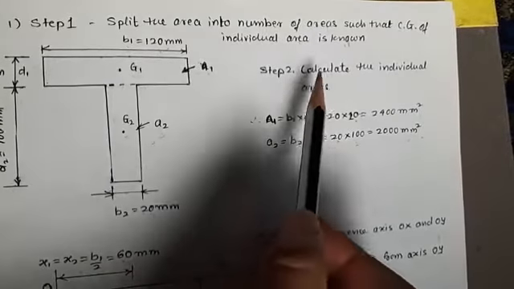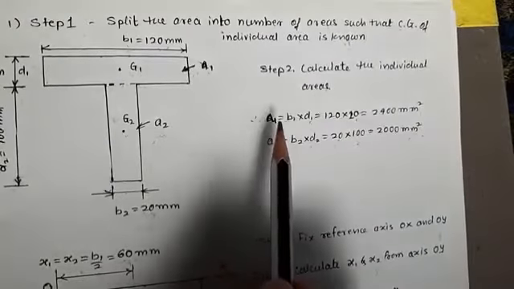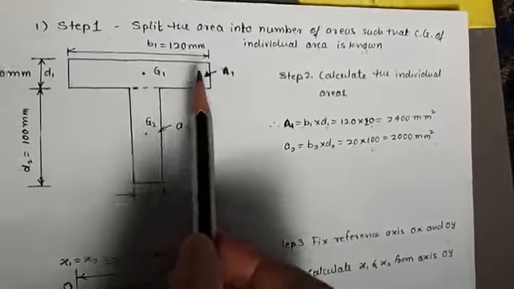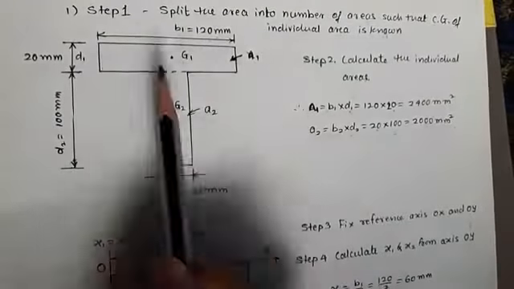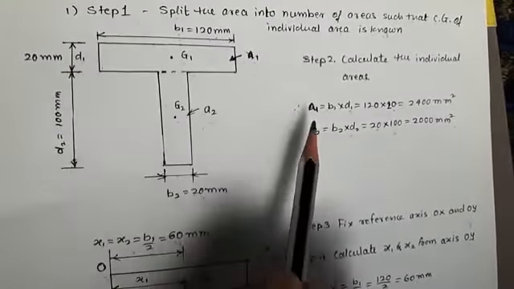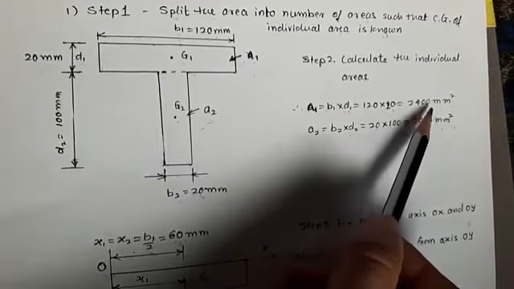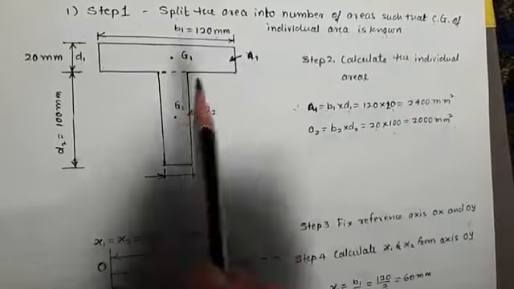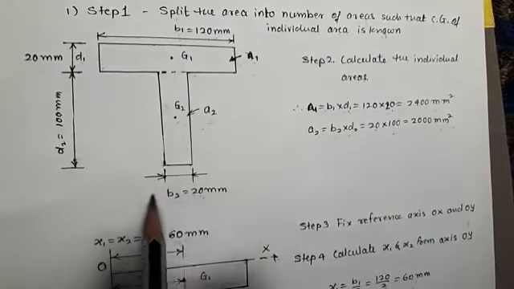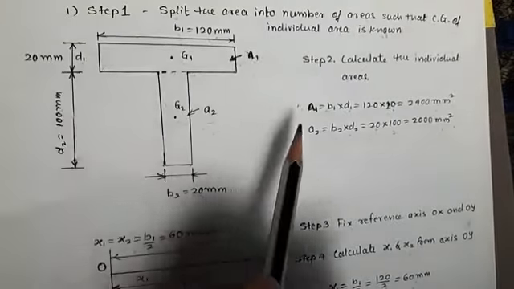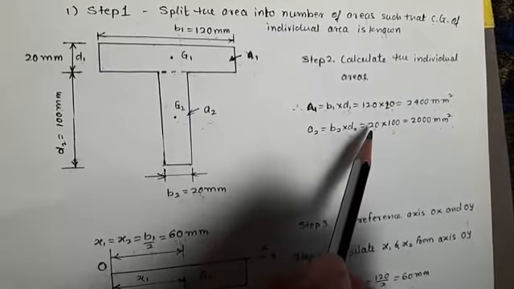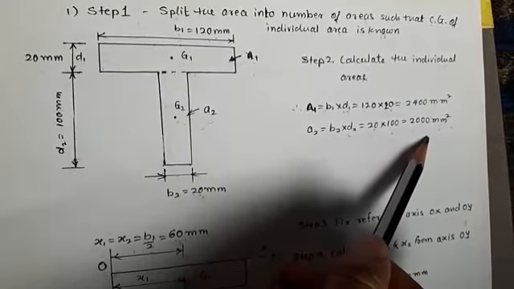The next step is we calculate the individual areas. So A1 will be B1 into D1, that is 120 into 20, 2400 mm square. Now the second area, this is 20 and this is 100, so B2 into D2, 20 into 100, 2000 mm square.